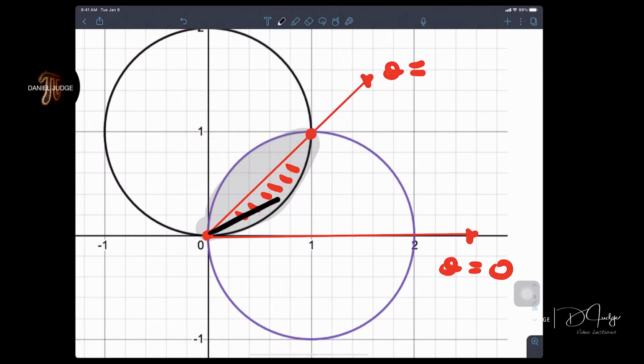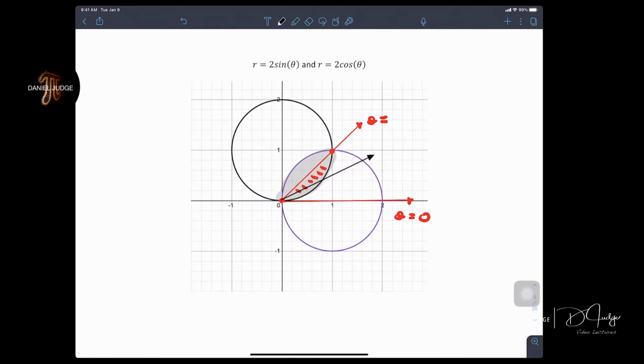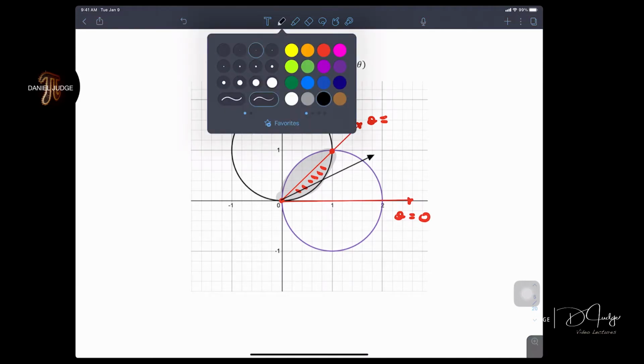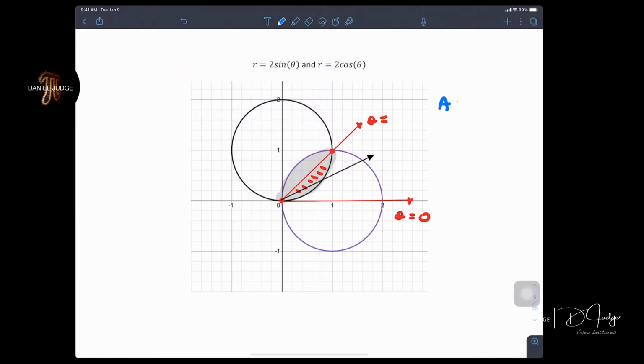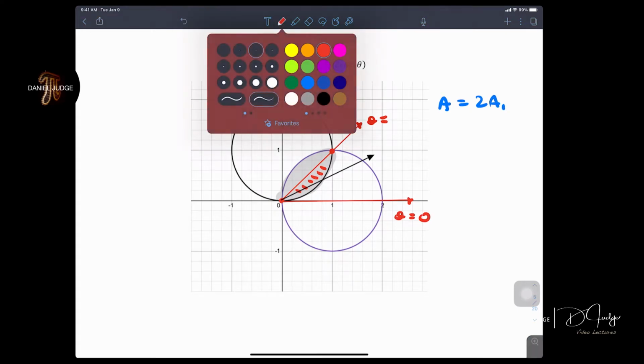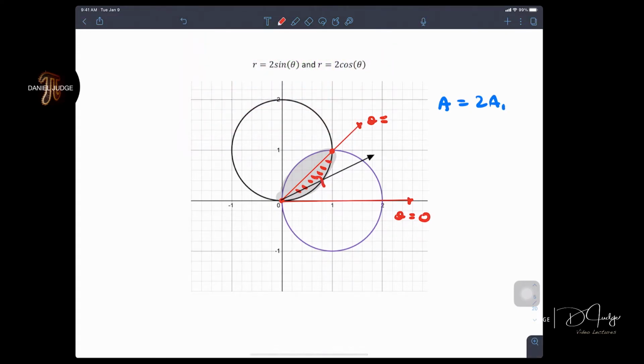So I also need to know what circle is represented in black here. And those are some things that we have to find out. So let's write down what we need to get area within both curves. In this case, area will be double A1. And this red portion, this sliver, is A1. So let's find the points of intersection.